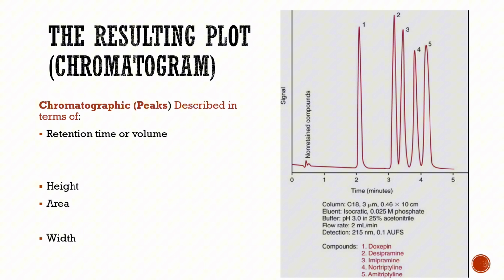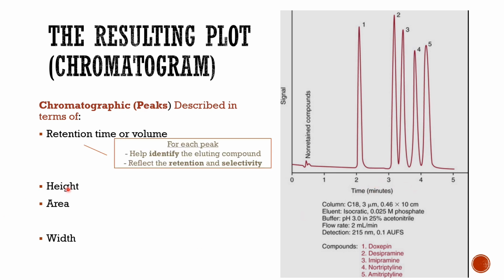Here for a column system, we can see how the results are plotted as peak signals over time on the x-axis or volume, and we can measure the height, the area under each peak, and the width. Knowing the retention time for each peak will help identify the eluting compound. Each compound will have a specific time or volume where it elutes and is detected, and it will reflect the retention and selectivity of the system.